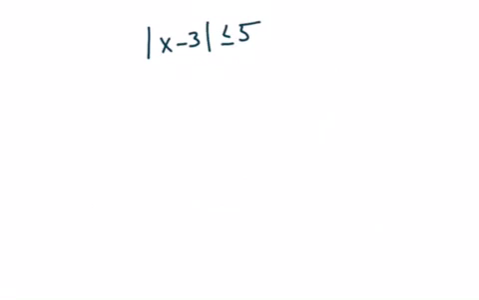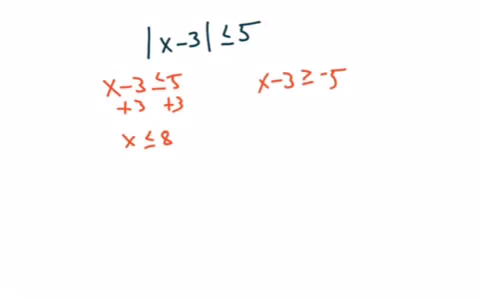Okay, so first example. We're going to solve this similarly to the equation we just did. So x minus 3, bring down the symbol, less than or equal to 5. x minus 3 greater than or equal to negative 5. So solving these, we'll add 3, x is less than or equal to 8. Add 3, x is greater than or equal to negative 2.